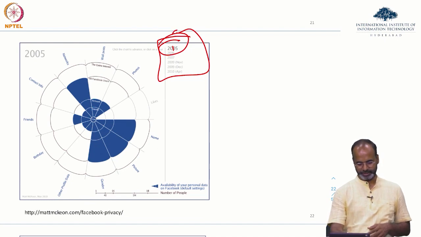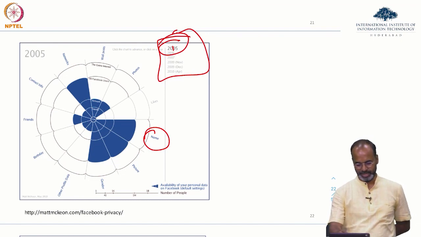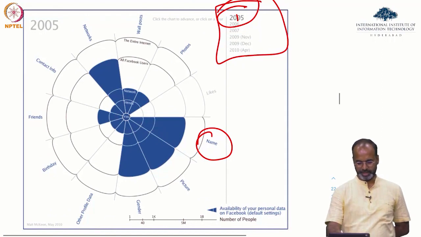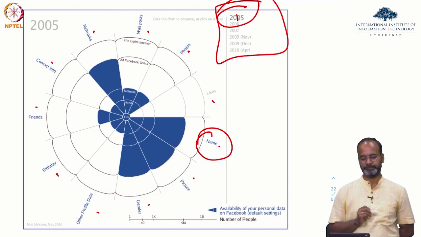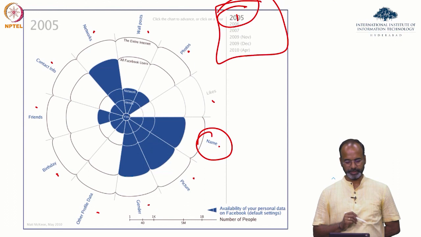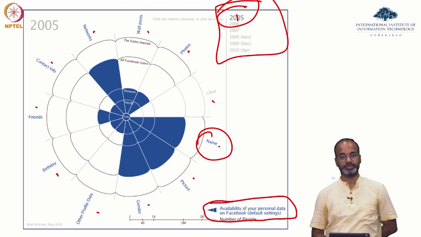And there are different fields across here, which is name, likes, photos, wall posts, networks, contact information, friends, birthday, other profile data, gender, and picture. Picture is a profile picture, right? What does this mean? This is availability of personal data on Facebook, which is default settings.